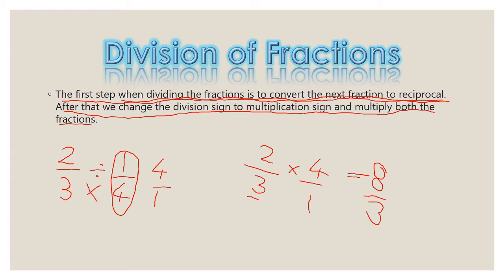To convert it to a mixed fraction, I will divide 8 by 3. So let's divide it. Here 3 and here 8. 3 twos are 6, and the mixed fraction that we have got is 2 and 2 upon 3.